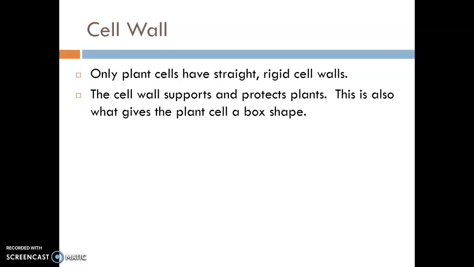Cell wall. Only plant cells have straight, rigid cell walls. So if you were looking at a side-by-side of a plant and animal cell, you will only see a cell wall in the plant cell. The cell wall supports and protects the plants. This is also what gives the plant cell a box shape. So, now we know what 2 shapes the animal and plant cell are. When you get to your activity, I don't want to see any plant cells circular and any animal cells square-like, because a plant cell has a cell wall which gives it its shape and supports it.